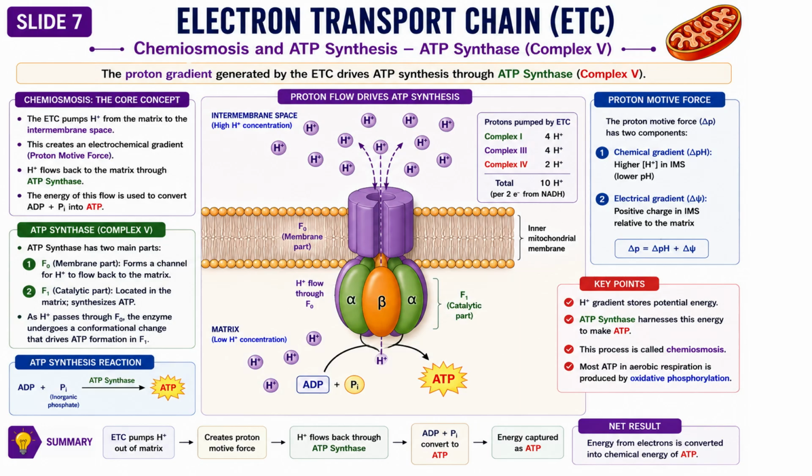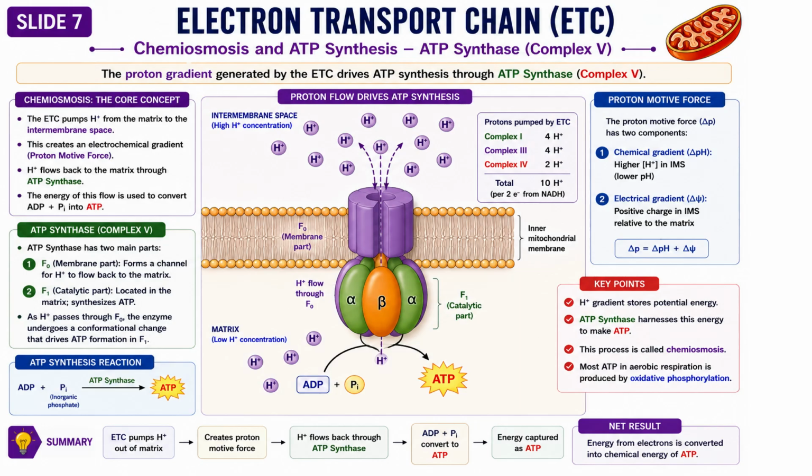As electrons move through the ETC, complexes 1, 3, and 4 pump H+ ions from the mitochondrial matrix into the intermembrane space. This creates a high concentration of protons in the intermembrane space and a lower concentration in the matrix. The resulting electrochemical gradient is called the proton motive force, PMF. ATP synthase, complex 5, uses this stored energy to synthesize ATP.